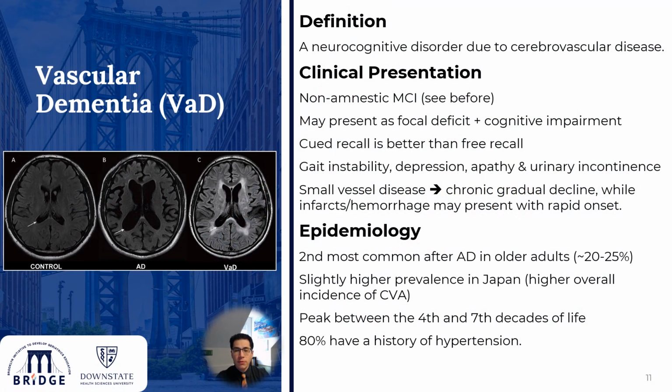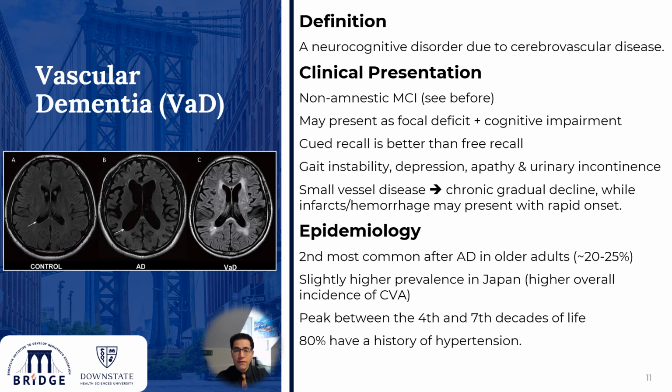The second most common form of major neurocognitive disorder in this age group is vascular disease or vascular dementia, which is caused directly due to cerebrovascular disease. The clinical presentation usually varies. It may present with non-amnestic MCI, which was further explained in the first part of this series. It can present with a focal neurological deficit with some cognitive impairment. Cued recall is usually better than free recall in these subjects. Gait instability, mood changes, and urinary incontinence are also common. And they may present in different courses.